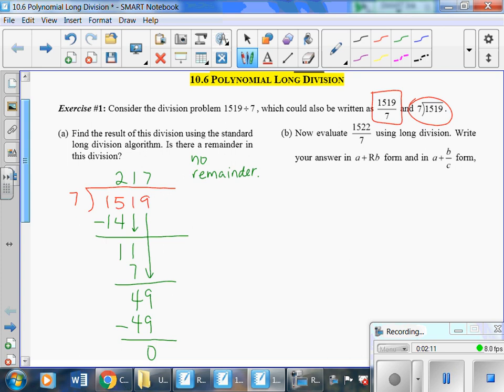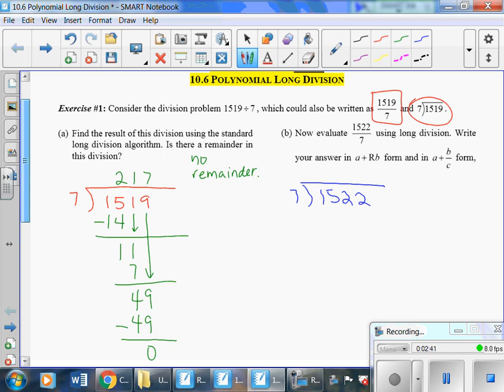So now let's consider looking at B. We're going to evaluate 1,522 divided by 7 using long division, and we're going to write our answers in the A plus R over B form and in the A plus B over C form. So let's look at what that means. So let's go and do our division. Remember, what does this mean? 7 goes into 1522. So we're going to follow the same algorithm.